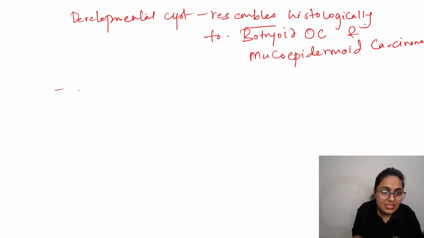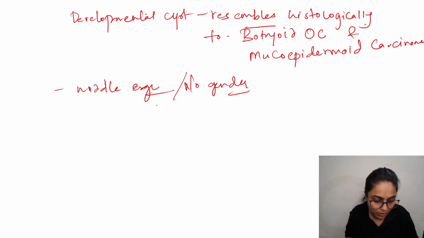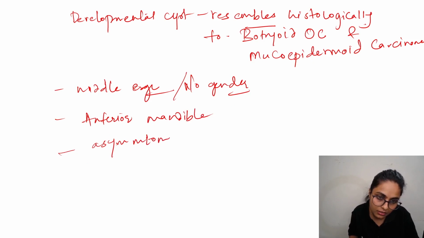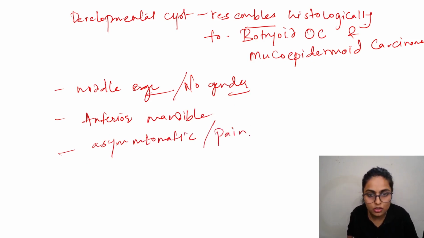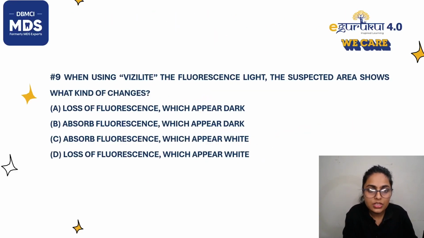Now, this cyst is basically seen in middle-aged patients. There is no gender predilection, it can occur in male, female. Anterior mandible is most commonly affected. There is asymptomatic, painless swelling in the jaw. So, odontogenic cyst is another name for glandular odontogenic cyst. Next question that we have, when using Vizilite, the fluorescence line, the suspected area shows what kind of changes?